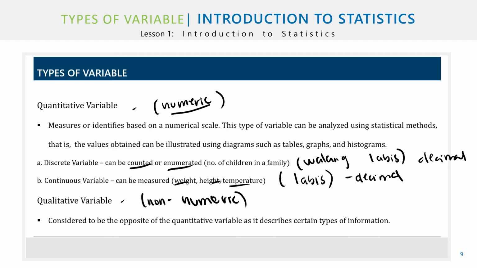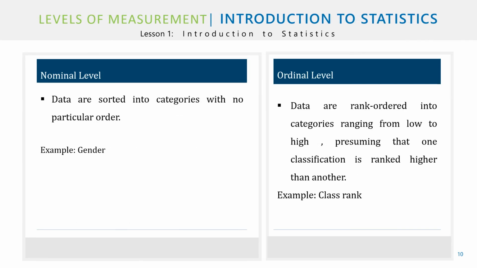So for the qualitative, considered as the opposite of the quantitative variable as it describes certain types of information. So that is the two kinds of variable. So ulitin ko, we have two kinds of variable, namely quantitative variable and qualitative variable. And under quantitative variable, we have two kinds of it, namely discrete variable and continuous variable.